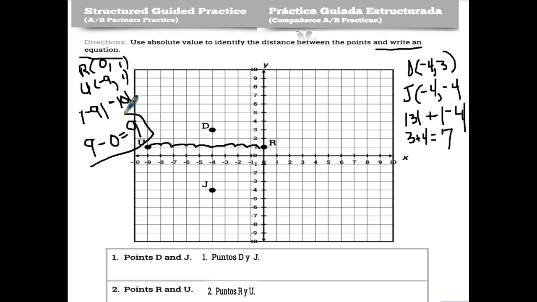This is the equation that they're asking you to write. This is the equation. Okay? So that's the equation that explains calculating the distance between D and J and calculating the distance between R and U.